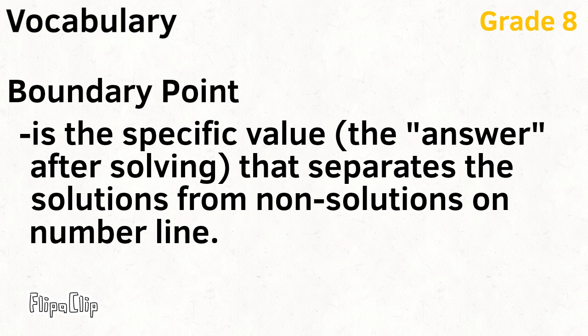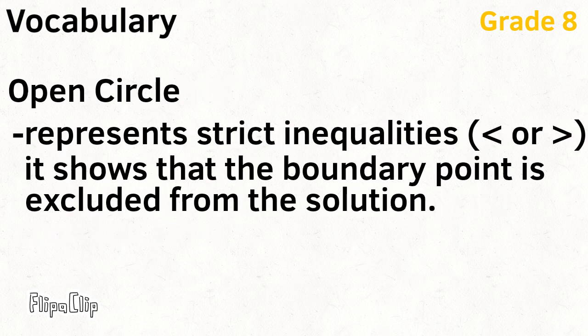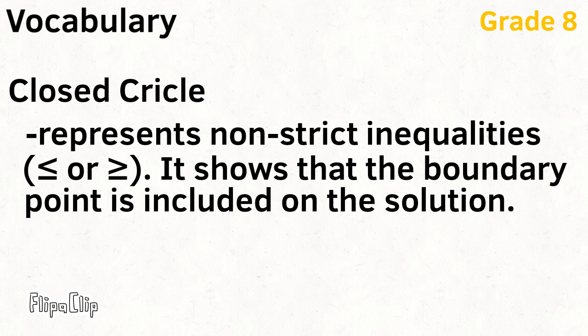The boundary point is the specific value, the answer after solving, that separates the solutions from non-solutions on a number line. The open circle represents strict inequalities, like greater than or less than. It shows that the boundary point is excluded from the solution. The closed circle represents non-strict inequalities, like less than or equal to, or greater than or equal to. It shows that the boundary point is included in the solution.